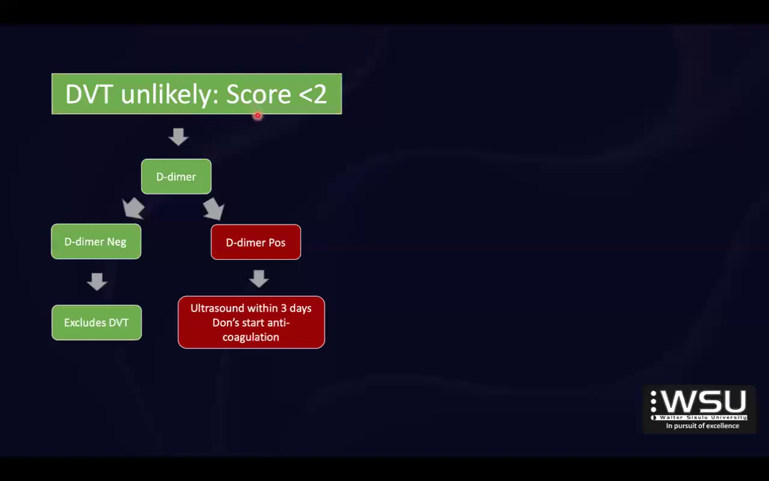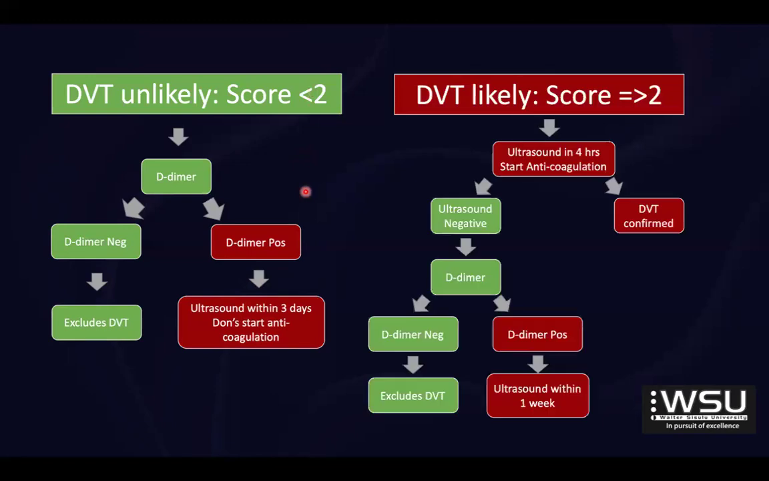If your DVT score is under 2, so it's either 0 or 1, in those scenarios we can still do the D-dimer to help reassure us that we've made a good clinical diagnosis, and if the D-dimer is negative, as we've said, you're going to exclude the DVT. If your D-dimer is positive, remember I said there's a whole list of other things, you want to organize an ultrasound, but it's not quite so rushed. Make sure you get an ultrasound within 3 days, and you wouldn't start anticoagulation, because remember that initial score was very low.